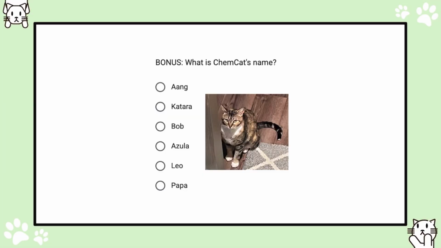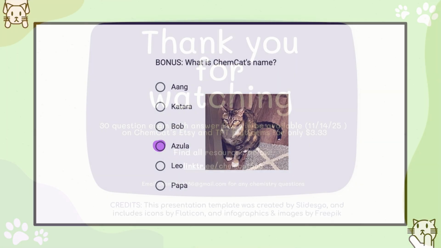Last but not least, looking at this picture, ChemCat definitely looks like an Azula. If you picked Bob, then please don't talk to us again.